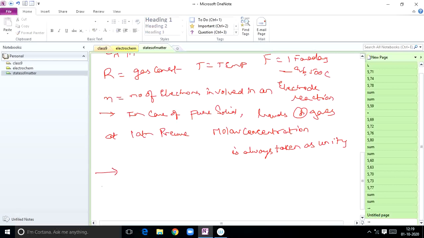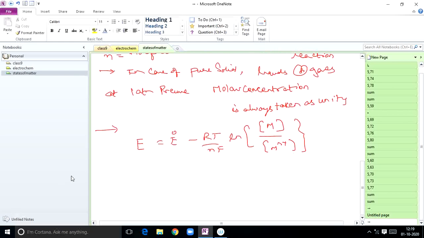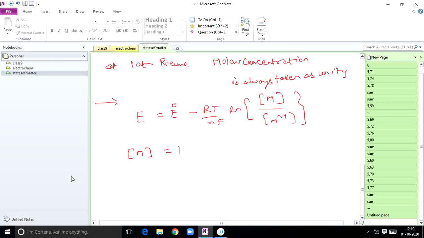Now let us apply that formula. So clearly, if you write E is equal to the EMF of the cell, E is equal to E naught, where E naught means standard electrode potential, minus RT by nF into ln of concentration of M by concentration of Mn+. Okay students, so first you write the main equation, and then we can write it in another manner. According to the previous case, the concentration of M is always taken as unity because M is a pure solid in that equation.